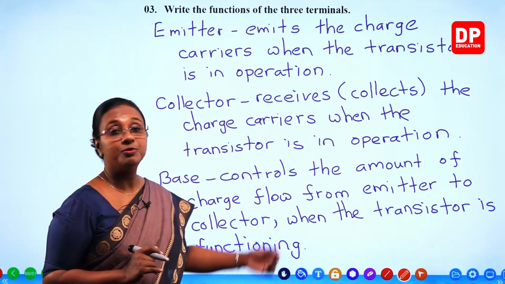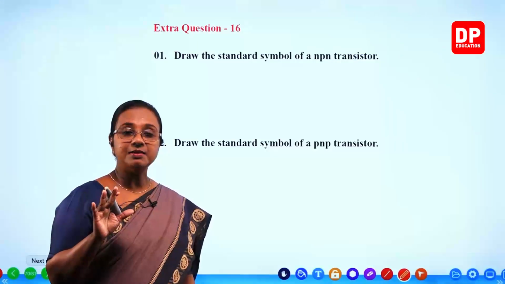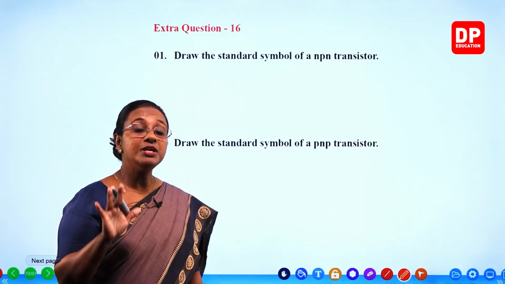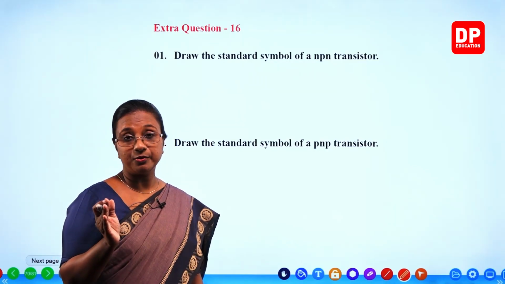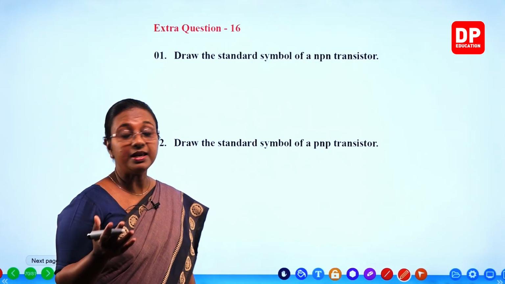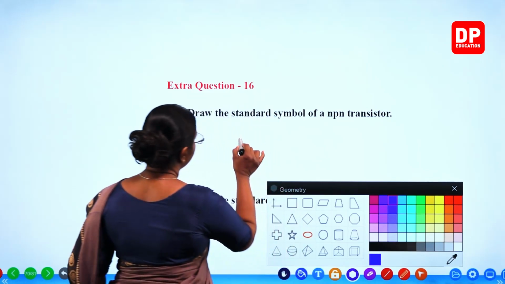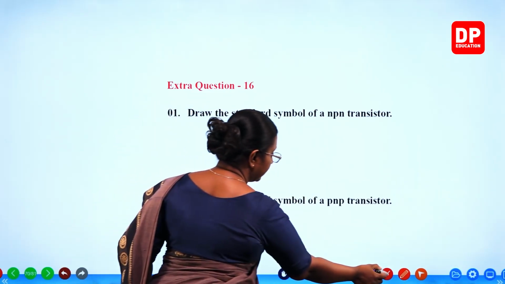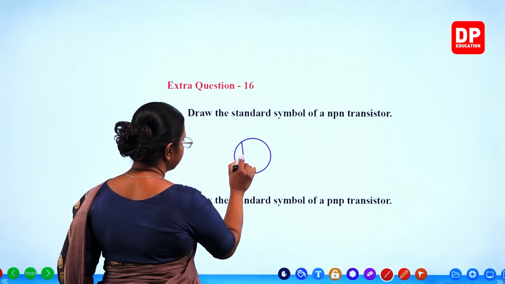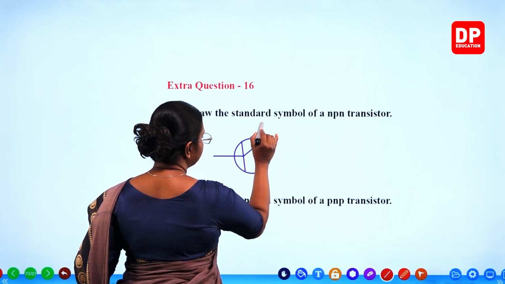So with that, students, I'll move on to the next slide. Extra question 16. Draw the standard symbol of an NPN transistor. So the standard symbol, the basic structure is the same. Only difference is the direction of the arrowhead. That denotes whether it is an NPN transistor or a PNP transistor. I'm sure you all can remember that. So the standard symbol of an NPN transistor. We need to have the base there. Then the other two terminals here.